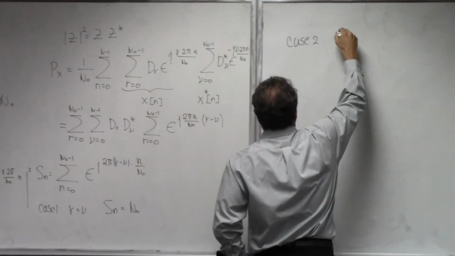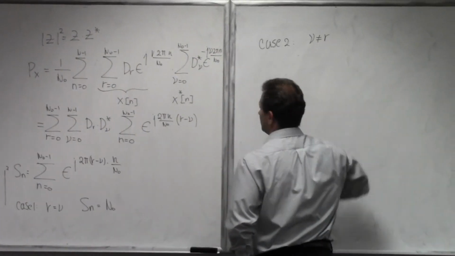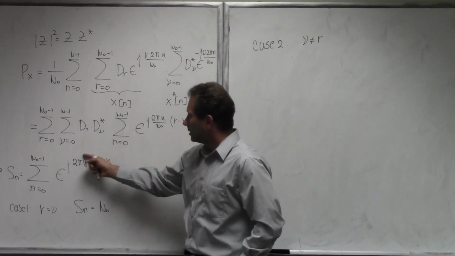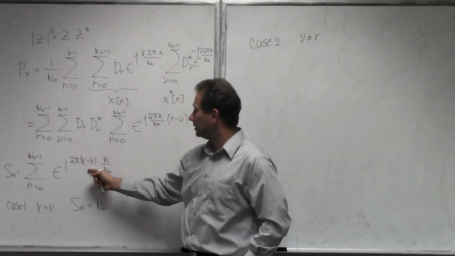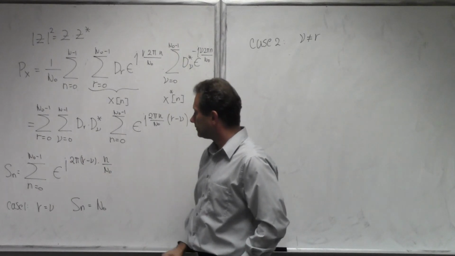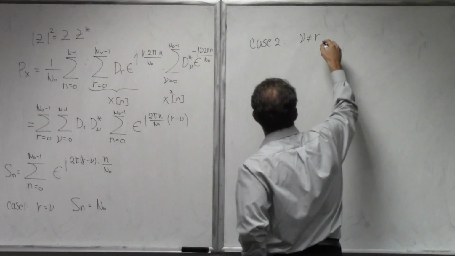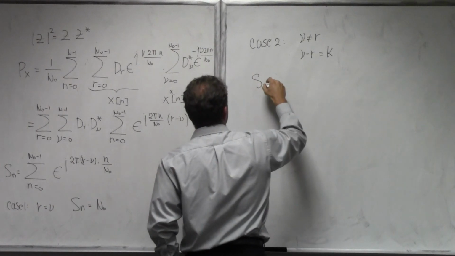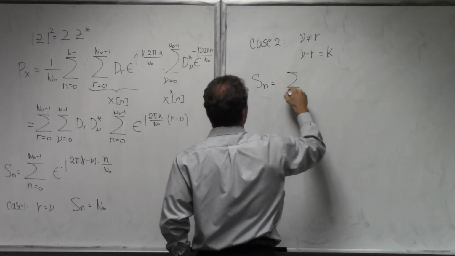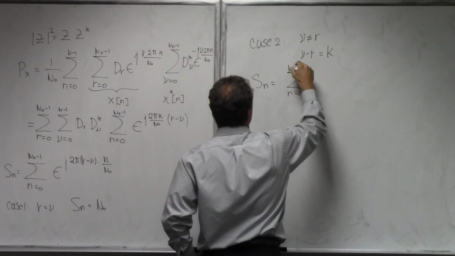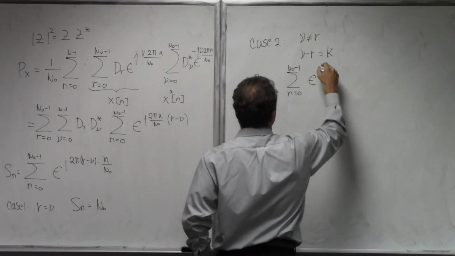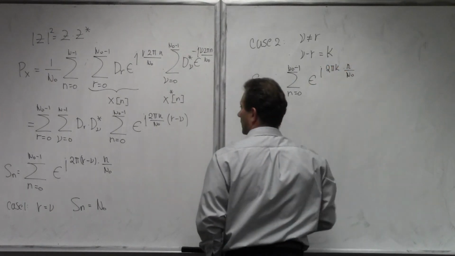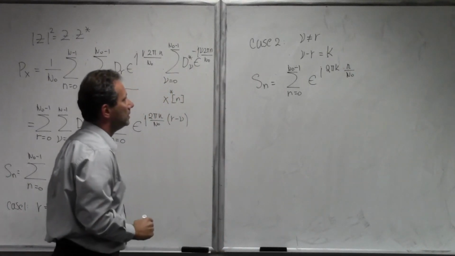Case 2, now when nu is different than r. When nu is different than r, then you have an integer number being added. Let's call nu minus r equal to some k. So our Sn becomes the sum from n equals 0 to n0 minus 1 of e to the j 2 pi k n over n0, for some integer k.